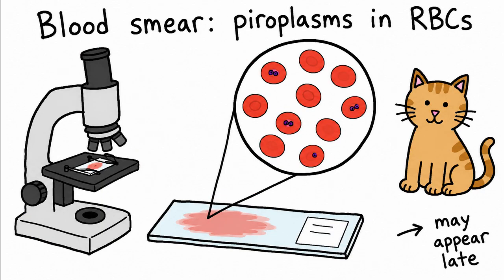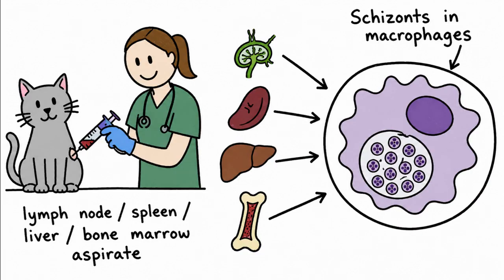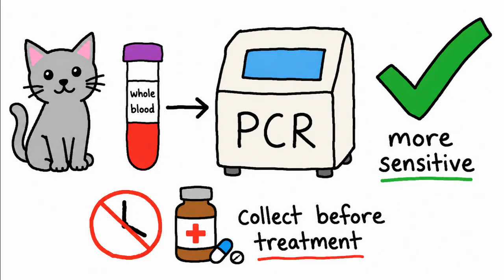Diagnosis may be made by identifying small pyroplasms inside red blood cells on a stained blood smear, although these organisms may not appear until late in the disease. Schizones can sometimes be identified within macrophages obtained from a lymph node, spleen, liver, or bone marrow aspirate. A whole blood PCR test is more sensitive and should ideally be collected before antiparasitic treatment begins.